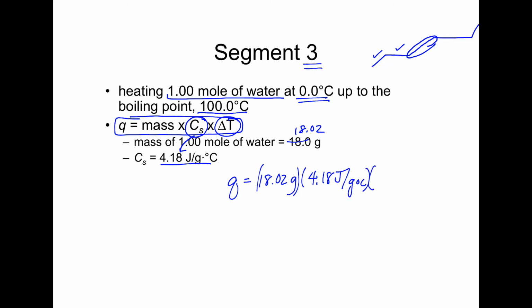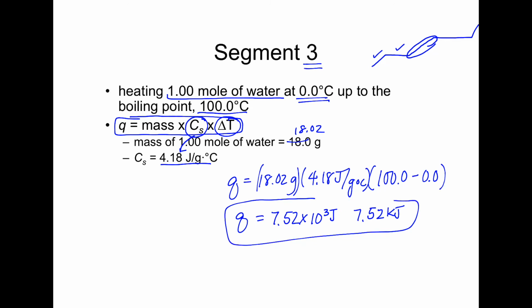And then when we do our temperature, the final is 100 degrees, and our initial was 0 degrees. So on my calculator, I got 7.52 times 10 to the third joules. And if I put that in kilojoules, it would be 7.52 kilojoules. So either one of those is right.